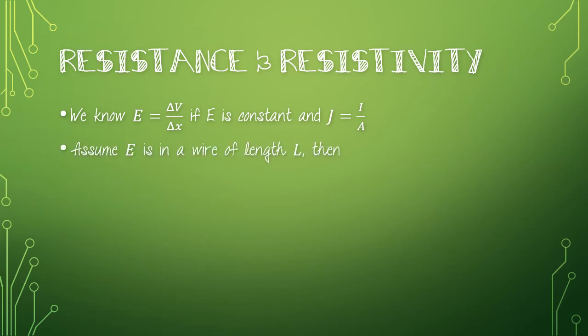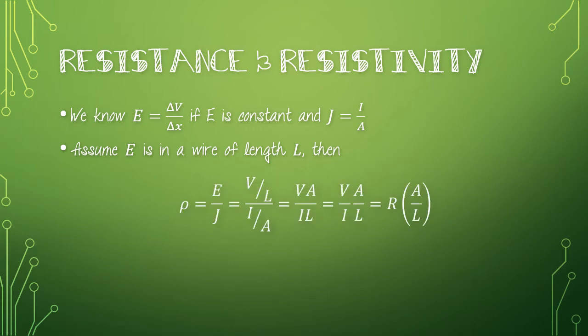We're going to assume that the electric field is in a wire, and we're going to say that our wire has a length of L. And so we'll use these two equations to come up with an expression for resistance in terms of resistivity. For starters, we'll start with the definition of resistivity: the electric field divided by the current density. I'm going to express the electric field as the potential difference divided by the length of my wire, because I'm going to go from one end to the other of the wire. So delta X becomes L, and current density is I over A.